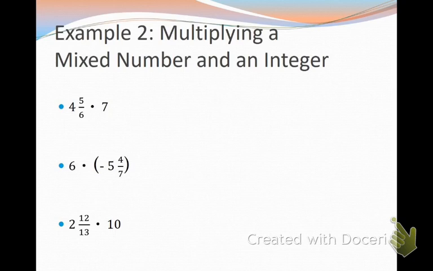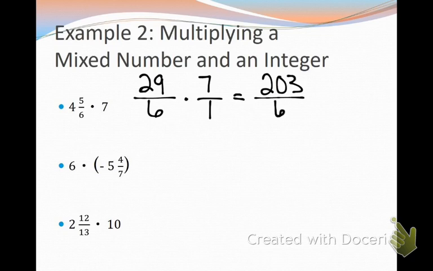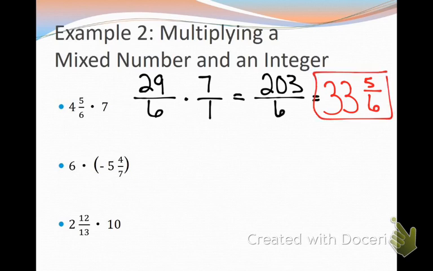Okay, 4 5/6 is 29 over 6 and 7 over 1. Nothing can be cross-reduced, so we get 203 over 6. All right, then we change it back to a mixed number. Who got 33 5/6? Oh, that's me. Okay, all right, finish up the second one.